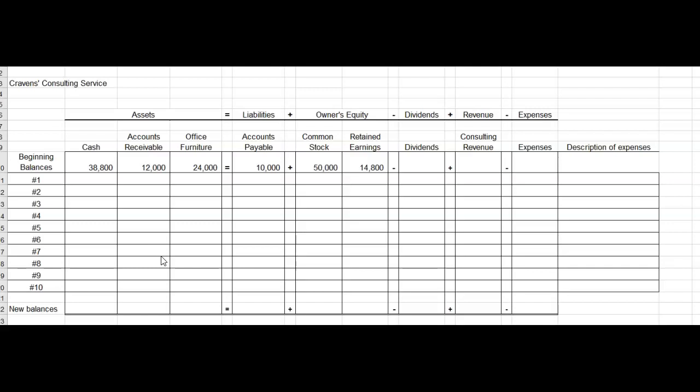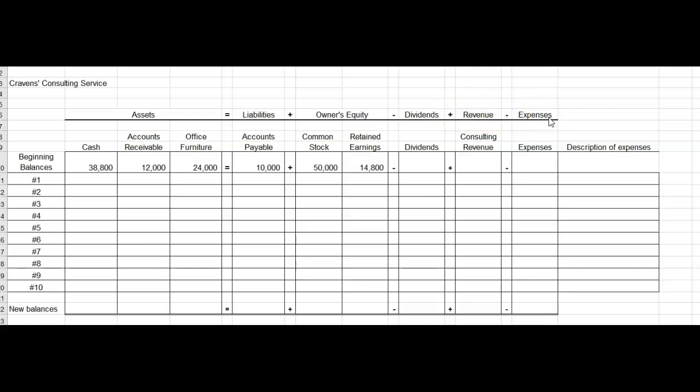One of the primary purposes of this practice session is to understand how business transactions affect the accounts in the accounting equation. So let's take a close look at the spreadsheet and see if you can spot the accounting equation. Assets equals liabilities plus owner's equity minus dividends plus revenue minus expenses.